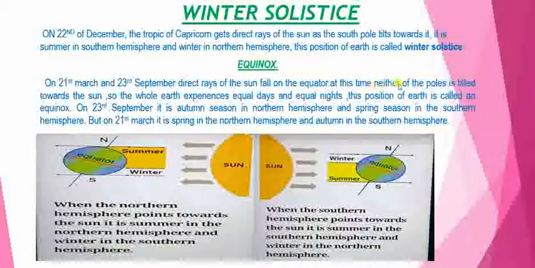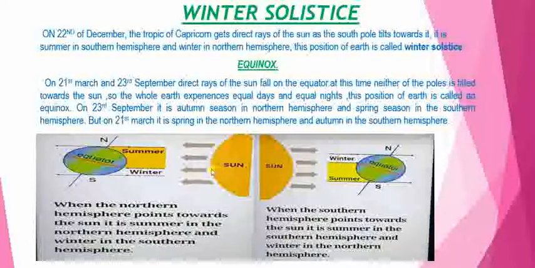At this time, neither of the poles is tilted towards the sun, so the whole Earth experiences equal days and equal nights. This position of Earth is called an equinox. On 23rd September, it is autumn season in the northern hemisphere and spring season in the southern hemisphere. But on 21st March, it is spring season in the northern hemisphere and autumn season in the southern hemisphere.